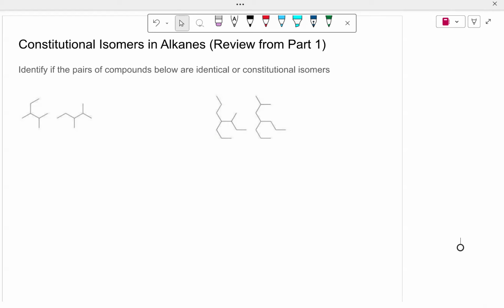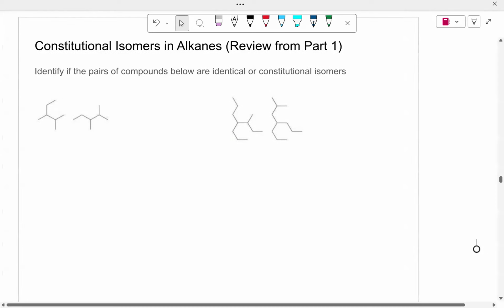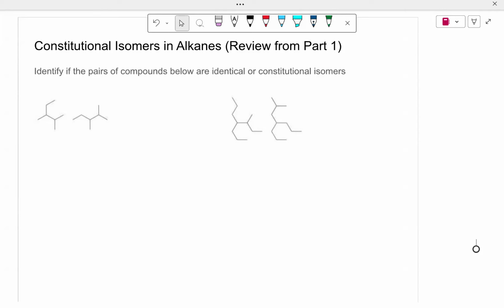And if the names are the same, as long as you did both of them correctly, then they're identical compounds. But if they're not the same, like maybe all the substituents are the same, but the numbers where they're located are different, then those would count as constitutional isomers. So if we look at these pairs of compounds, let's just start with the one on the left here. What I'm going to do is just name them and see if the names are the same.